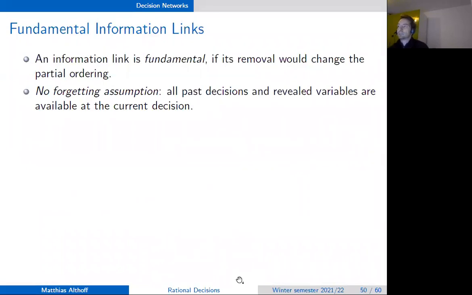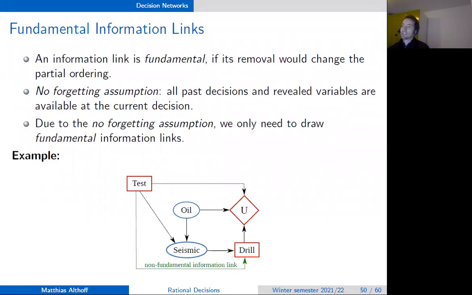So this is this fundamental information link. An information link is fundamental if its removal would change the partial ordering. And because of the no forgetting assumption, all the past decisions and revealed variables are available at the current decision, and that's why we only have to draw the fundamental information links and not the non-fundamental information links like this green one here.